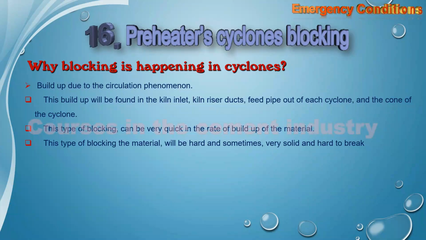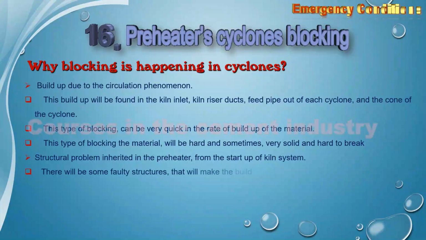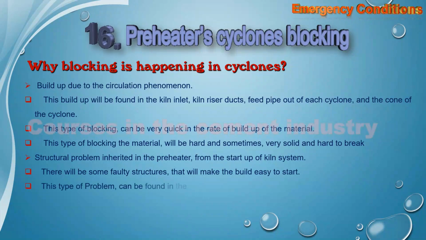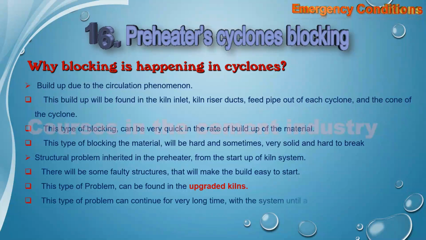3. Structural problem inherited in the preheater from the start-up of the kiln system. a. There will be some faulty structures that will make the build-up easy to start. b. This type of problem can be found in upgraded kilns. c. This type of problem can continue for a very long time with the system until a solution is found.